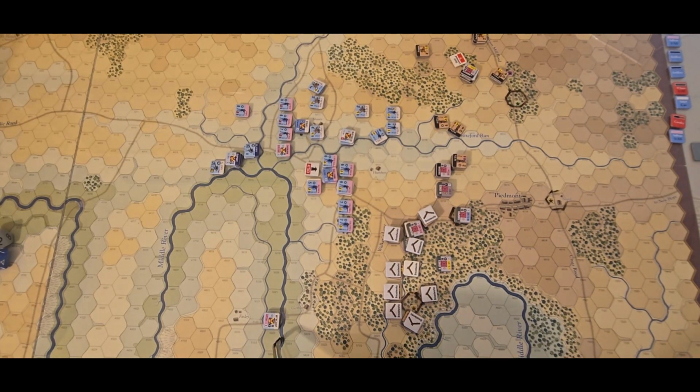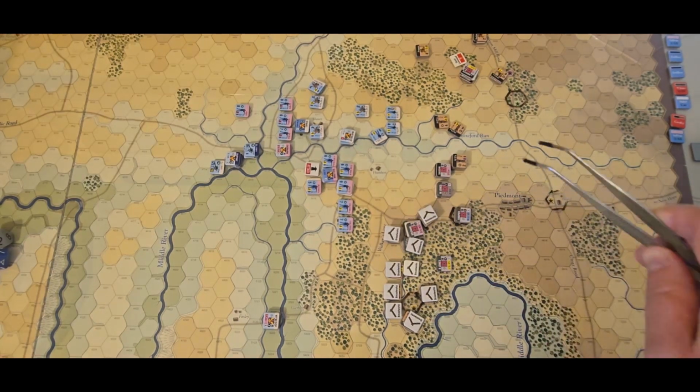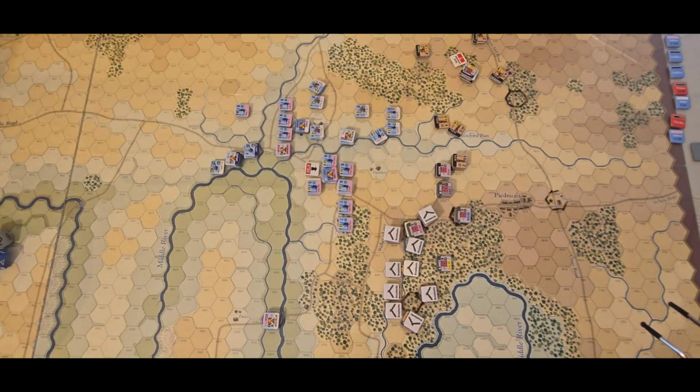Wynkoop has arrived as well. He is just on the ford of the Middle River. He'll move across later. I'm not sure what he's going to be doing. As you can see, there's plenty of Confederates up here on the hill, plenty of breastworks and stuff, so not sure if he's going to attack them or not within there.